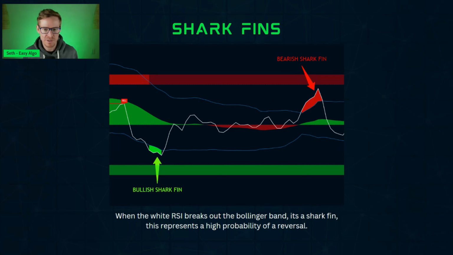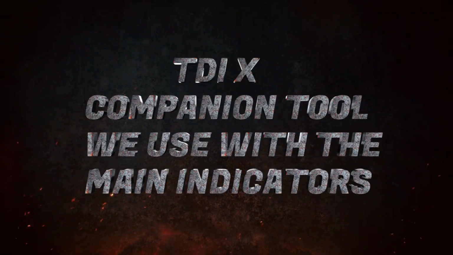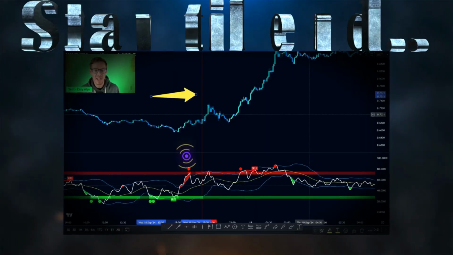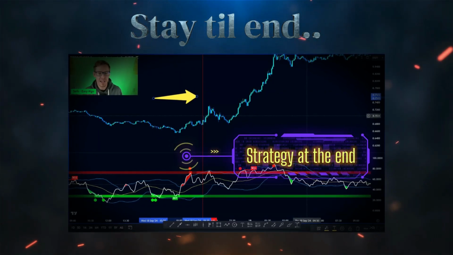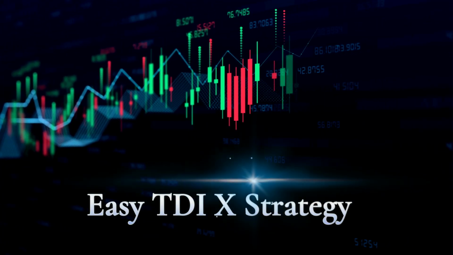The TDI X is a companion tool that we use in combination with our main indicators, such as Trend X and Indicator X. But you can trade with it alone if you follow a specific strategy, which I'm going to be revealing to you at the end of this video. So stay till the end. I'm going to show you a basic strategy that you can use to start winning in the market using the TDI X.